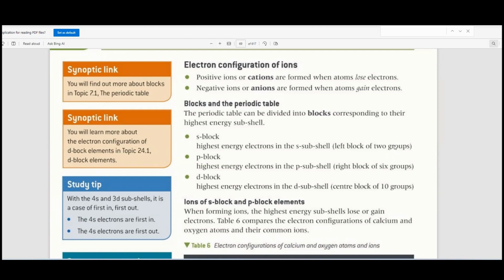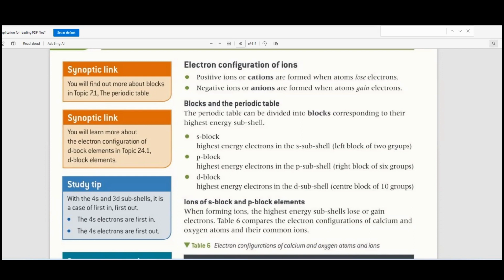All right. First thing is that your periodic table can be divided into different blocks. Those blocks can tell you the highest energy level subshell that they have. That's the thing. So for S block, what's the highest energy subshell? The S subshell is their highest energy subshell. Now we don't know if it is 1s or 2s or 3s or 4s. It can be any one of them.